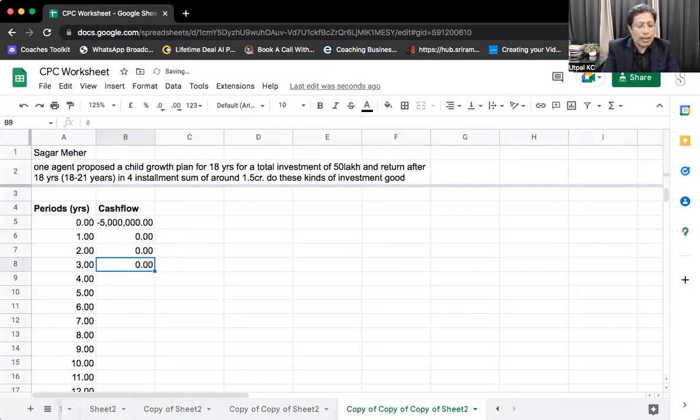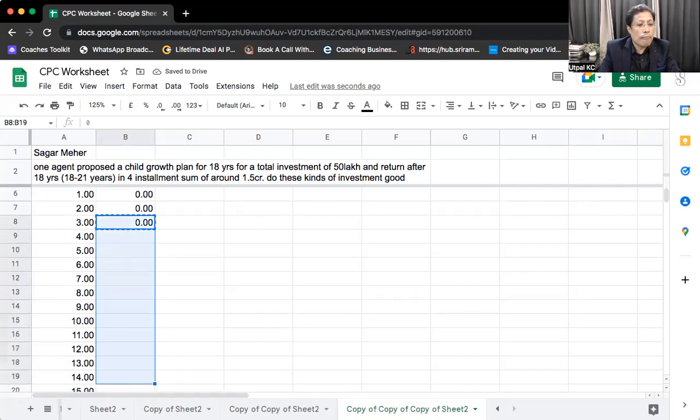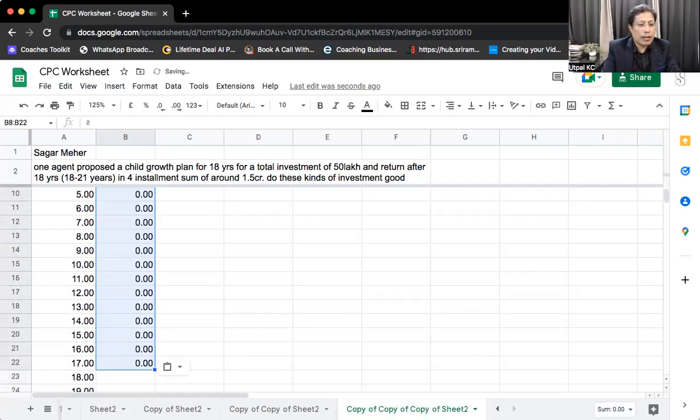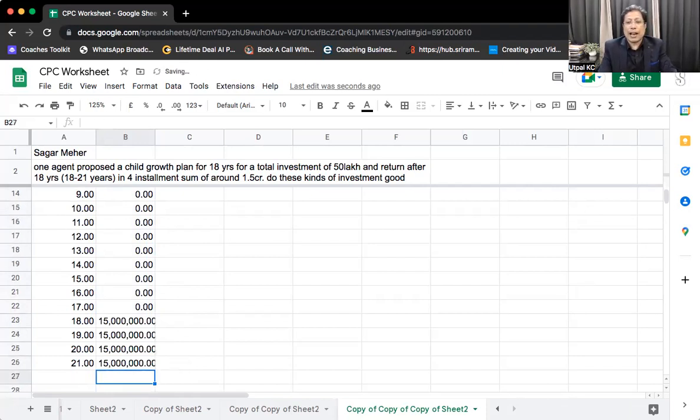And then after 18 years you'll be getting 1.5 crores, right? 1.5 crores. Am I right? This is correct? Yearly installment. Okay, this is correct. Investment around, okay, interest rate. Sagar Meher, this cash flow is correct.